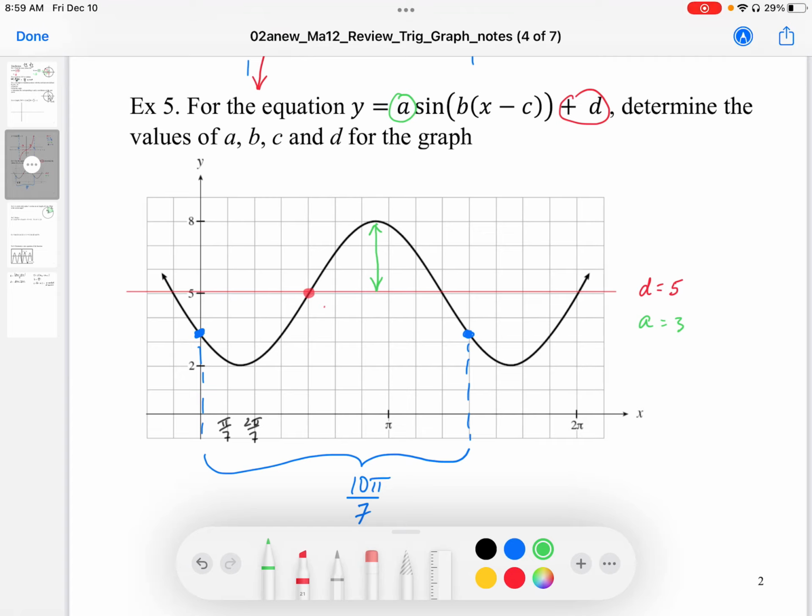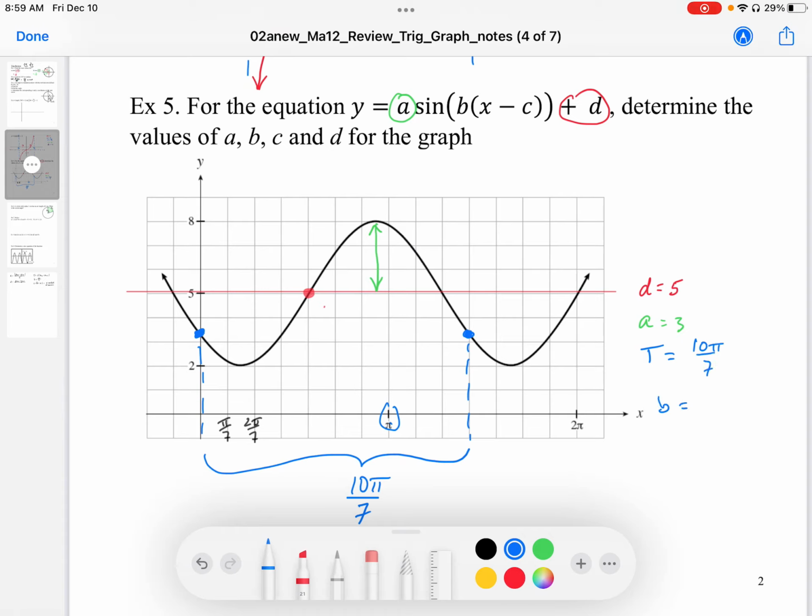The B value is going to be based on the period. If I take a look at any 2 points that represent the period, in this case I just started at 0 because that seemed to be the easiest, and I showed it in blue here. The period looks like it's 10 pi over 7. I can see that the pi values go in increments of 1/7, so this is 10 of those increments, so 10 pi over 7 is my period.